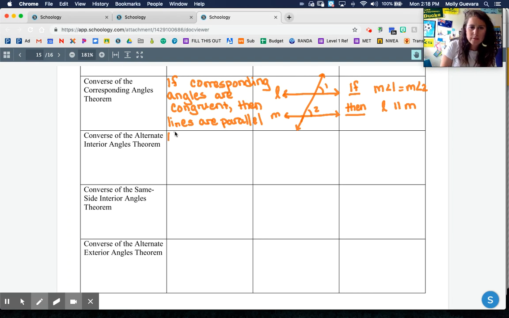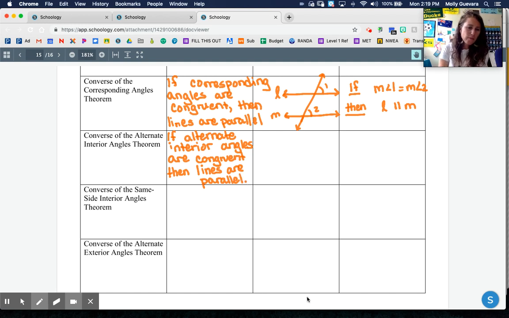Let's look at the converse of alternate interior angles. Okay, so it's going to be the same thing. If alternate interior angles are congruent, then lines are parallel. Okay, so if alternate interior angles are congruent, then lines are parallel.